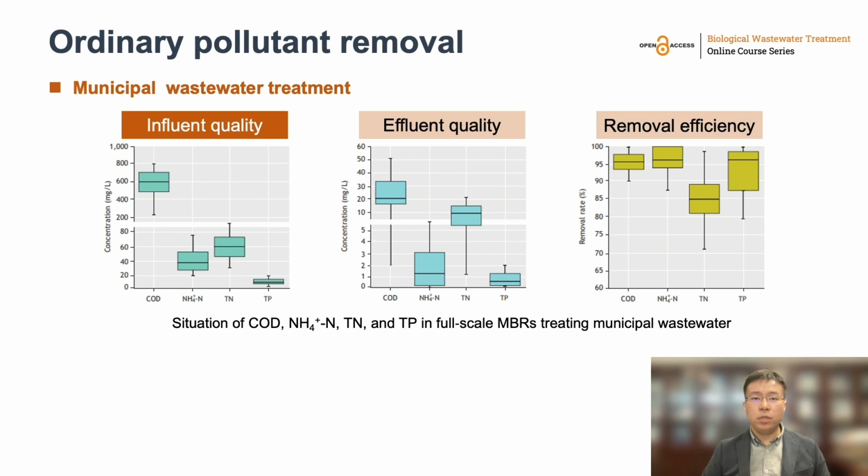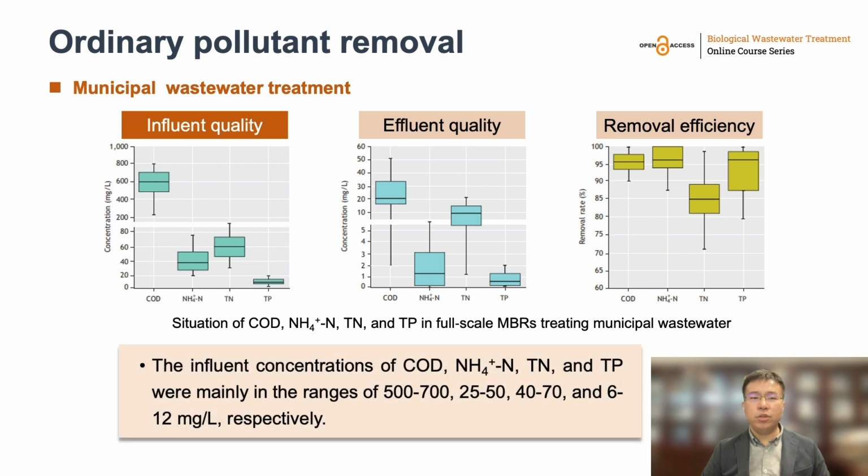For municipal wastewater treatment, a literature survey of the treatment efficiencies of COD, ammonium nitrogen, and total phosphorus in full-scale municipal wastewater MBRs is given in this figure. We can see the survey shows that the influent concentrations of COD, ammonium nitrogen, total nitrogen, and total phosphorus were mainly in the ranges of 500 to 700, 25 to 50, 40 to 70, and 6 to 12 mg per liter, respectively.